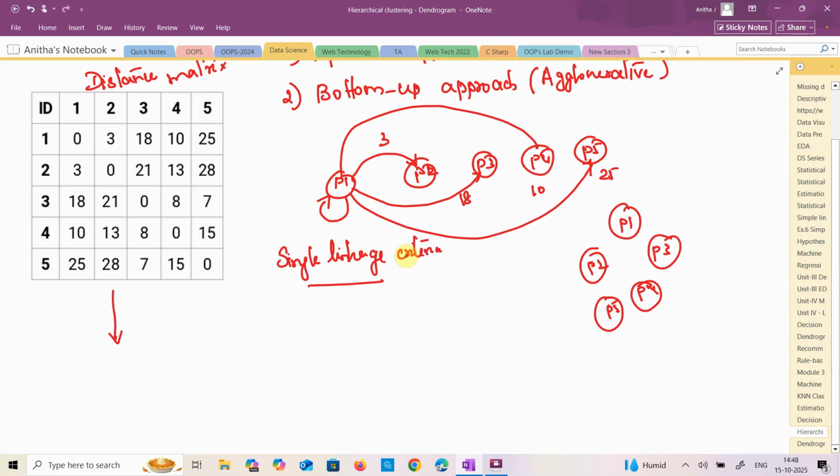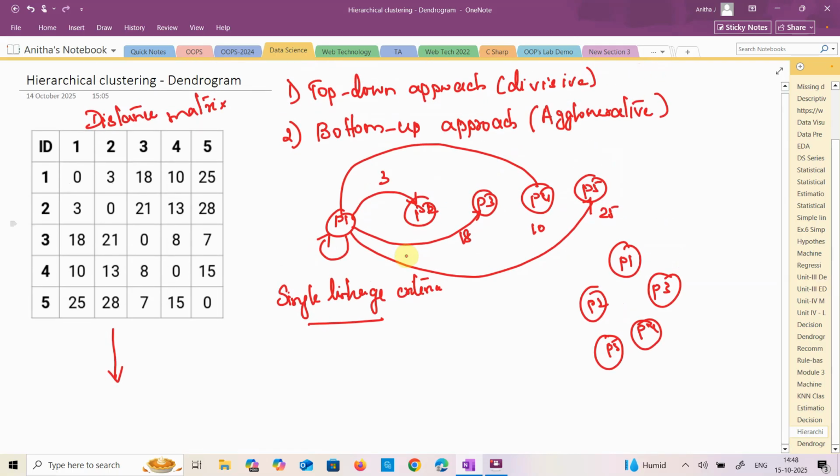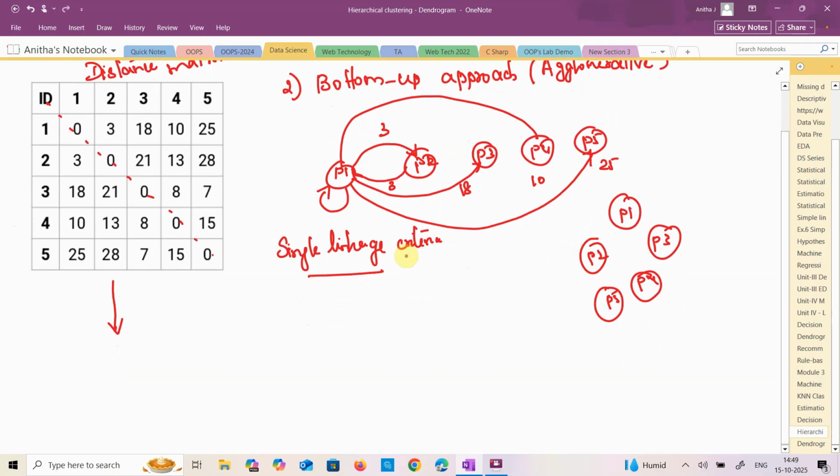From this distance matrix we know another thing: it is like a similarity matrix. The distance between P1 and P2, and similarly the distance between P2 and P1, will both be the same. So it is a symmetric matrix. The upper side will be the same as the lower side. Now to construct this, we consider the single linkage criterion. You need to identify the minimum distance. The distance between points P1 and P2 is the minimum, so we want to merge the points P1 and P2.